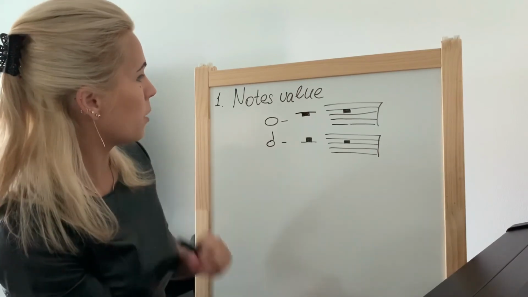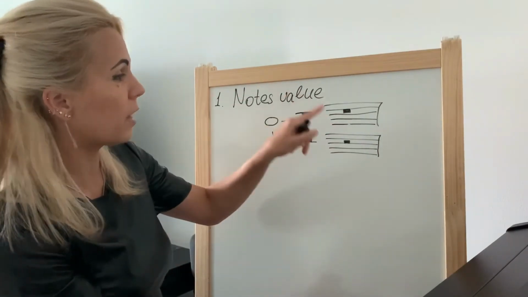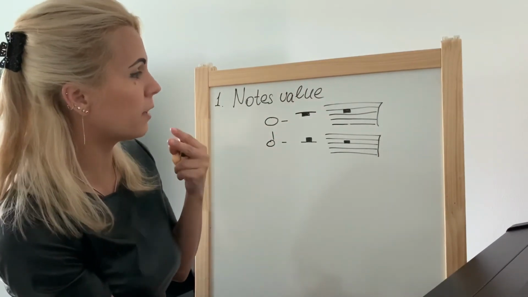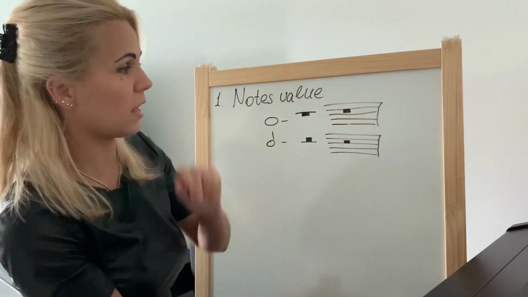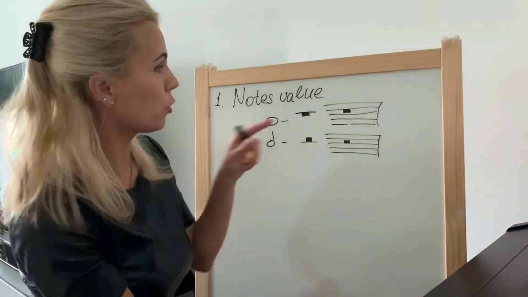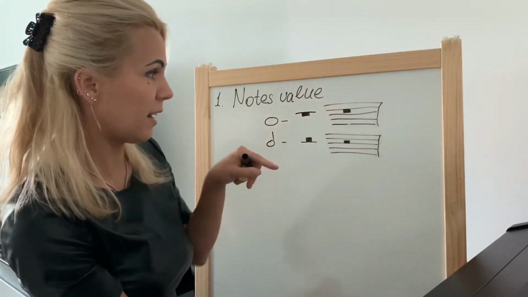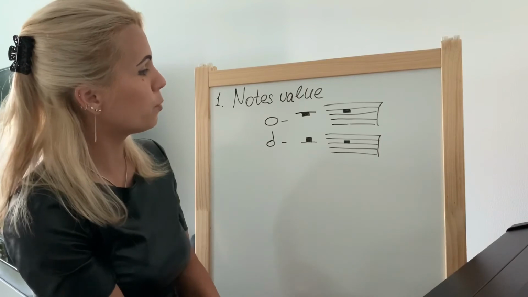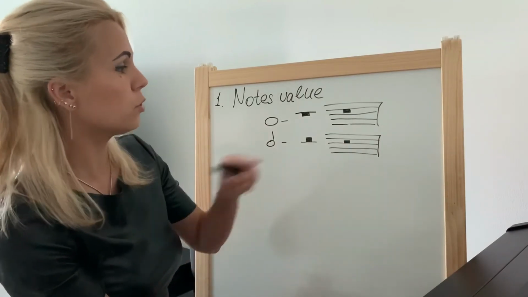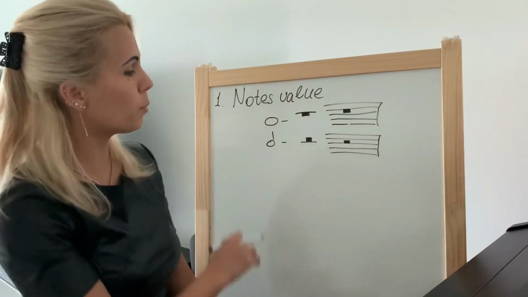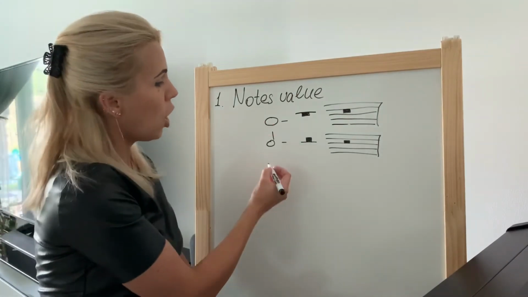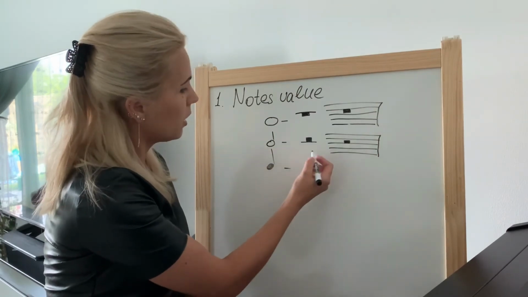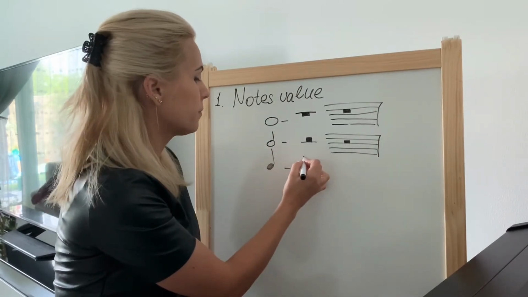Also, what helps to recognize each of them is that your whole rest, the equivalent of a whole note, has 4 beats and is placed on the 4th line. So maybe there's something that's going to help you. If your rest is placed on the 4th line, then it will be your whole rest. It will be your 4-beat rest. If your rest is placed on the 3rd line and it's sitting on top of it, it will be your half rest.